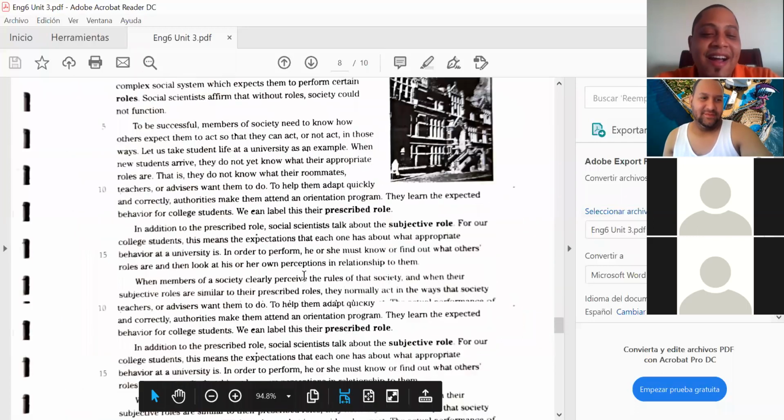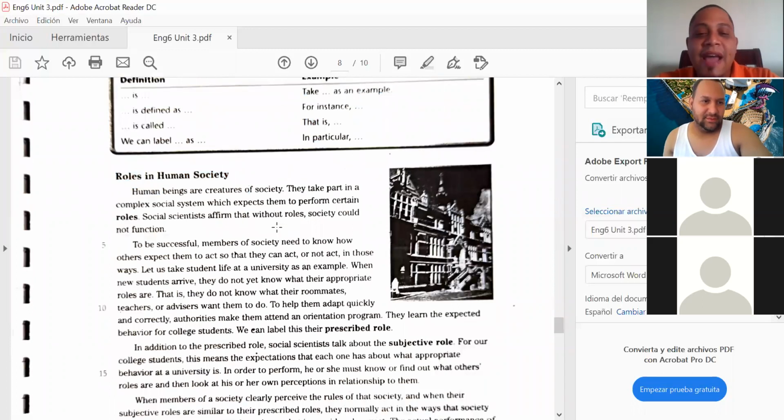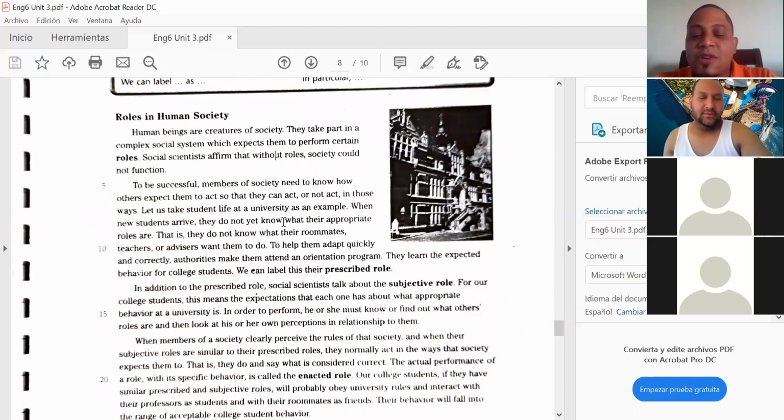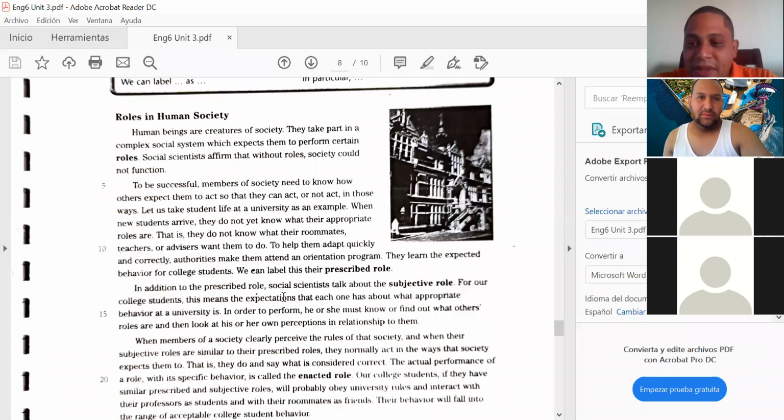All right, so here we are. Roles in human society. That is the homework that I left on the platform. I left like 6 questions, and the answers to the questions are here. What you have to do is read. There is only one question that is not in there: what is a role? You can look it up on the internet or a dictionary and write the definition. So that's the only one.